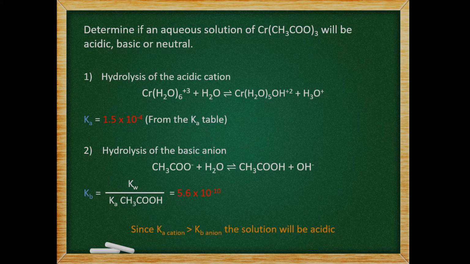Determine if an aqueous solution of chromium-3 acetate will be acidic, basic, or neutral. Well, both the cation and the anion will react with water, so we need to make two hydrolysis reactions. Once we have our Ka and Kb values, which we would get from the acid-base table, we can compare them. Since the Ka of the cation is greater than the Kb of the anion, the solution will be acidic.